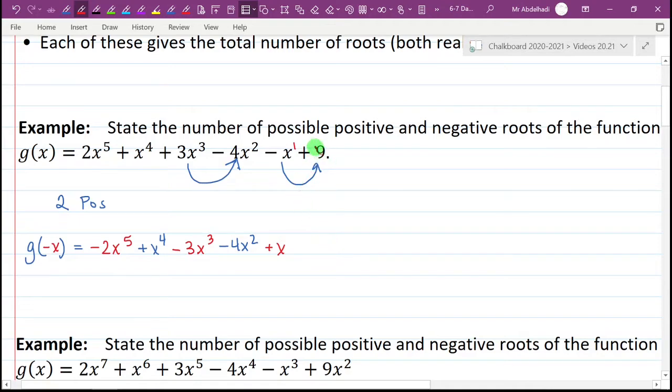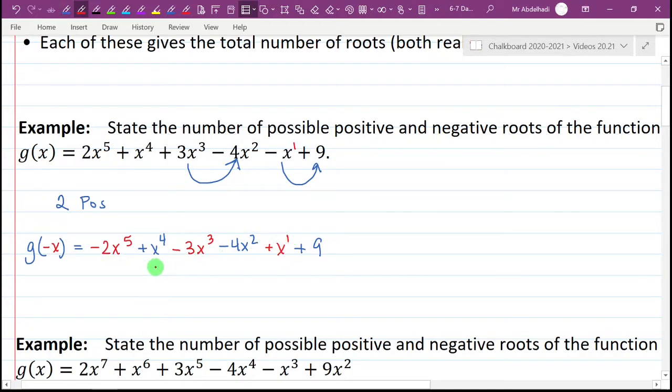And finally, you get to this last term here. Technically, this is x to the 0, and 0 is an even number, so it's not going to change. But also, there's just no x to worry about, so you're not going to change the sign. There's no x to change into negative x, so just plus 9 stays the same. And now that you've flipped the signs on all the odd powered terms, right? Now you can do Descartes again.